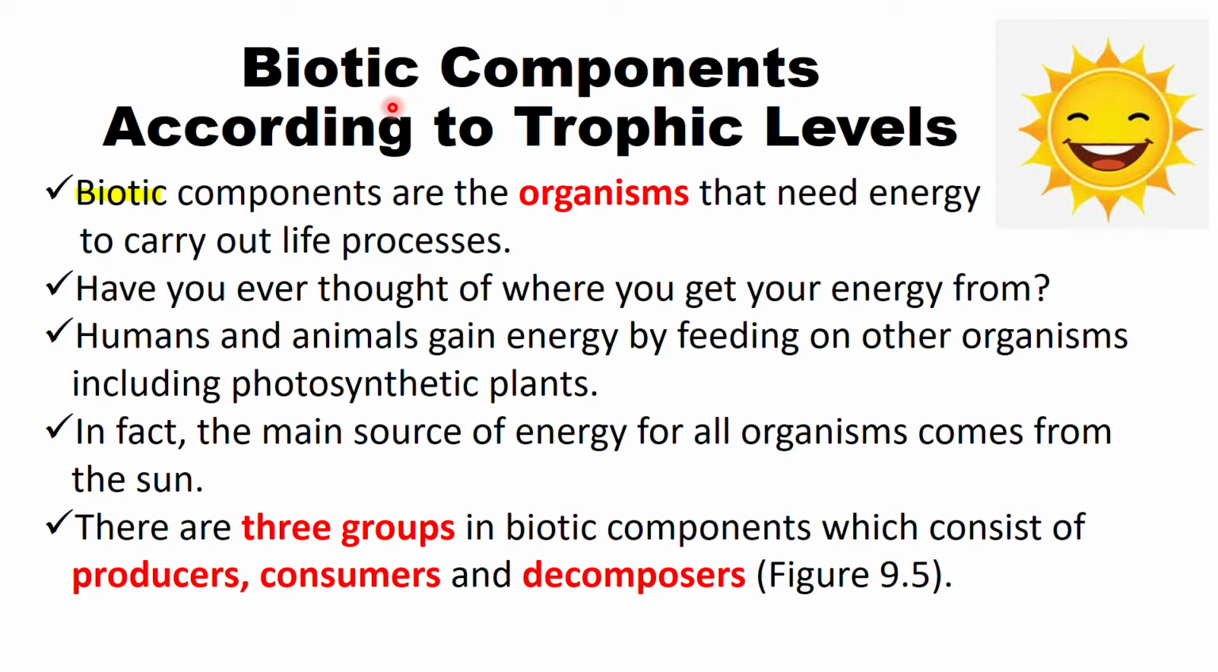Okay, so these are the biotic components according to trophic levels. Okay, biotic components, recall, biotic refers to living things or organisms that need energy to carry out life processes. And how do they get this energy? Okay, if we trace back, the main source of energy for all organisms actually comes from the sun. So there are three groups in the biotic components. Earlier on we have seen them. They are the producers, pengeluar, consumers, and decomposers.